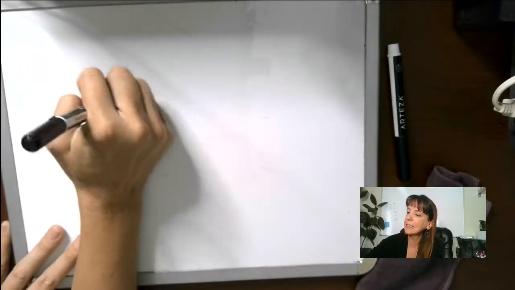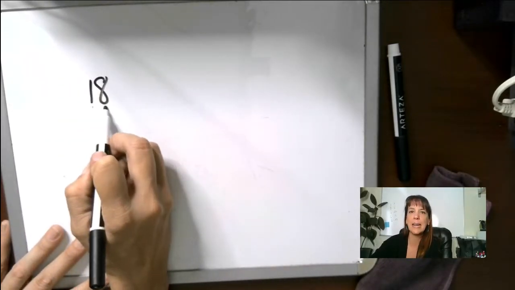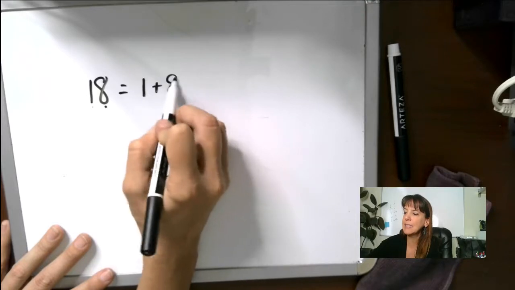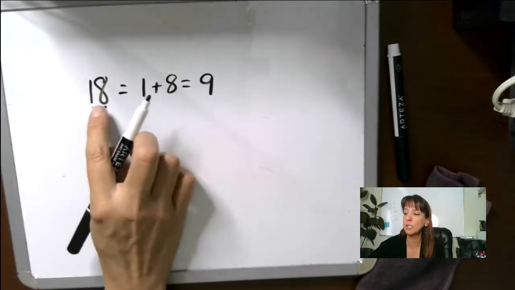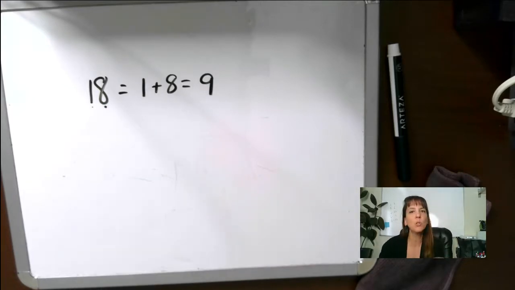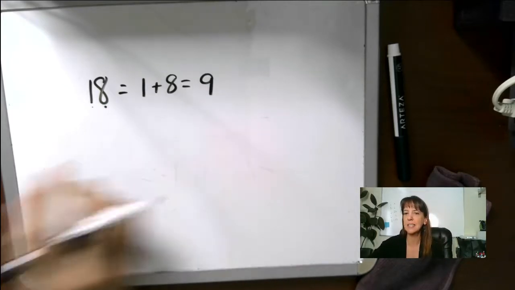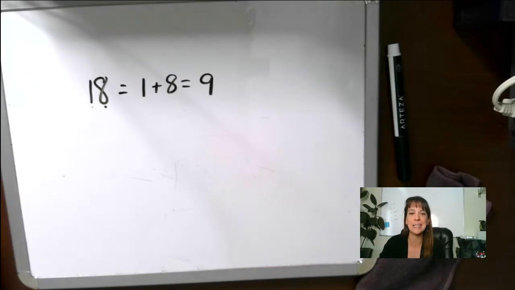An example for 3 is 18. Guys, what is 1 plus 8? 1 plus 8 equals 9. Does 3 go into 9? Yes, then 3 is also going to go into 18. This same rule applies for 9. So does 9 go into 9? Then yes, it's going to go into 18.